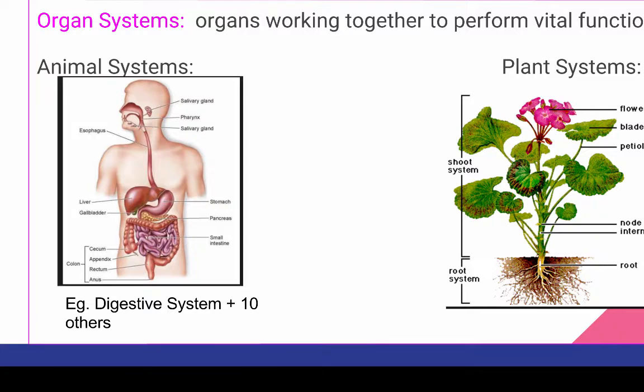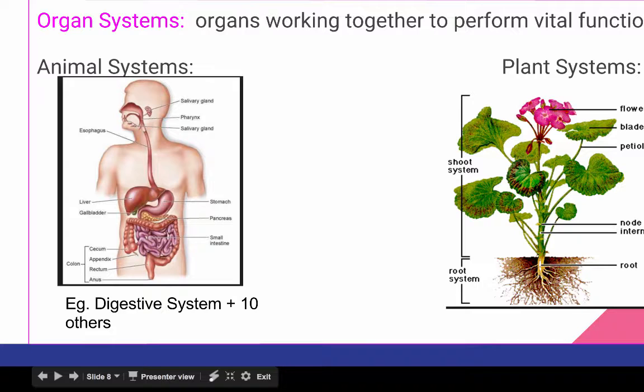This particular system groups together various organs like your stomach, your esophagus, your small and large intestine, the rectum, as well as accessory organs like the liver, the gallbladder, and the pancreas, and they work together to digest your food, release your nutrients, so that all the cells in your body can benefit from the nutrients that are necessary for them to perform functions. In the plant, you have two different organ systems working together.